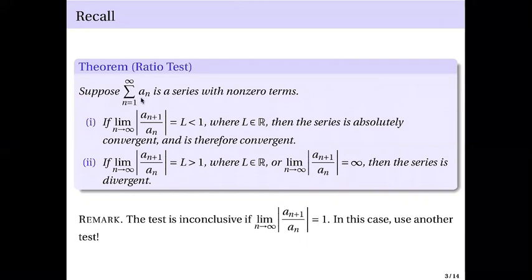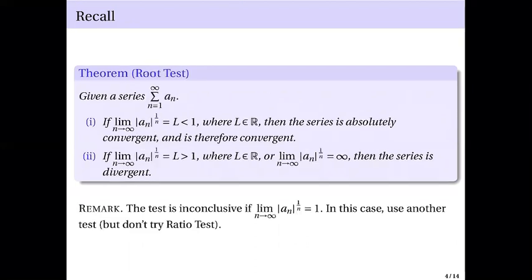So you are comparing the limit of the ratio a_(n+1) over a_n in absolute values with the number 1. So either less than 1 or greater than 1. Now, if the limit is equal to 1, then the test is inconclusive, meaning we cannot conclude anything about this series. So in order to determine whether the series is convergent or divergent, we have to use another test.